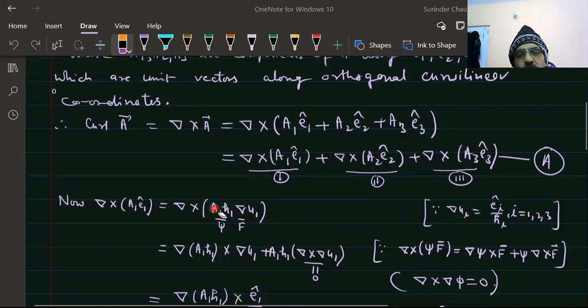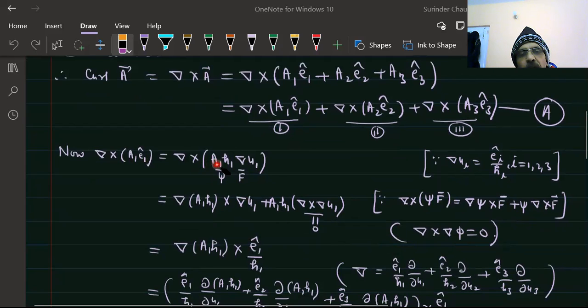Now a1 h1 is a scalar point function and del u1 is a vector. If we operate the gradient on a scalar point function, we get a vector function. Del cross a scalar is meaningless, since we can find the cross product only of two vectors. Del is a vector, and del u1 is a vector. So we use the theorem: del cross psi f vector is equal to del psi cross f vector plus psi del cross f vector.